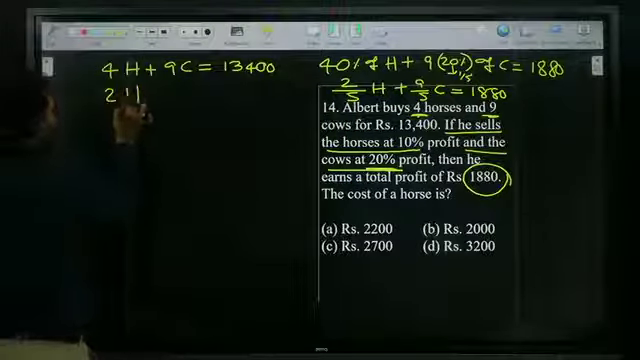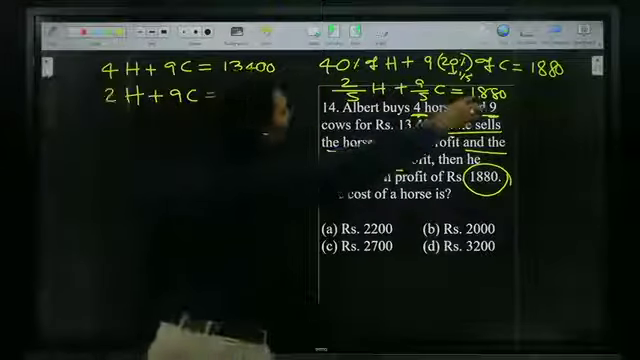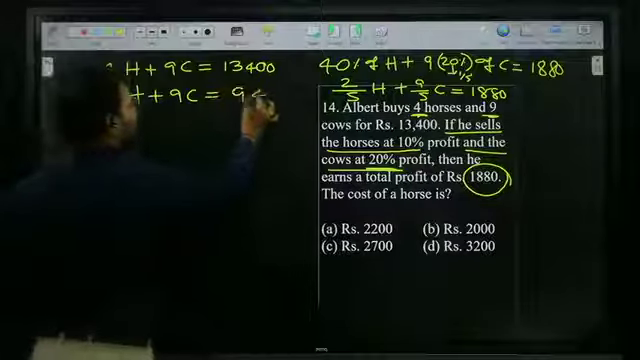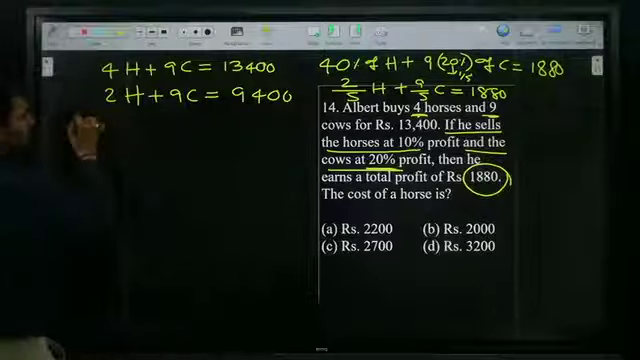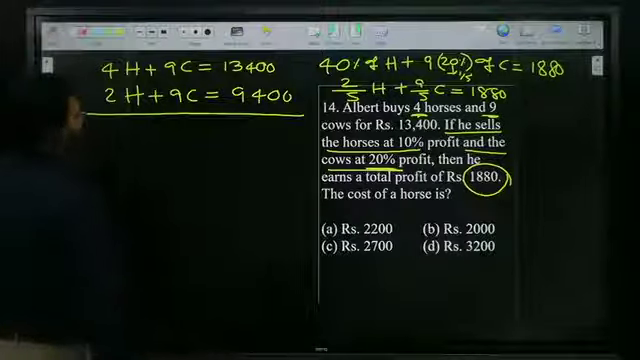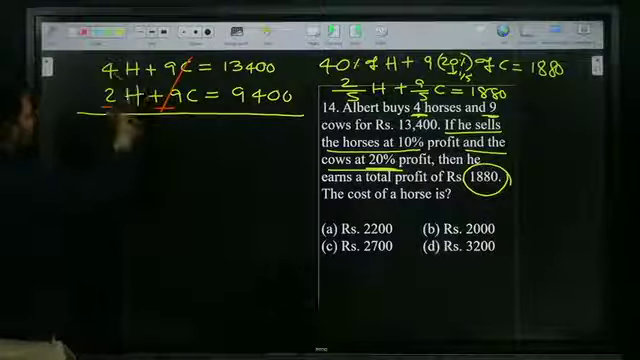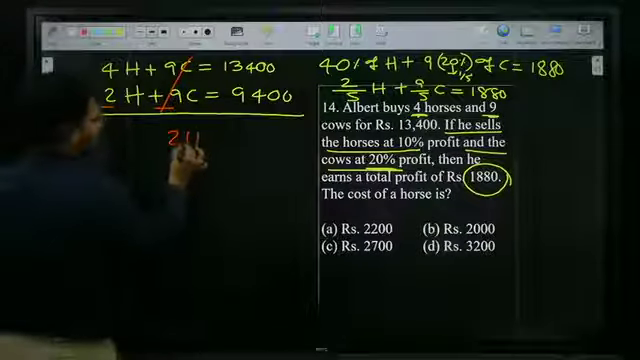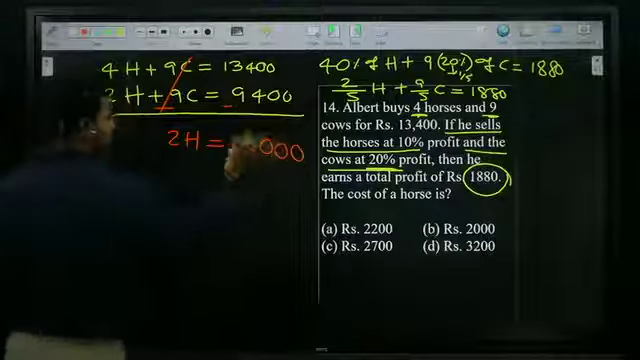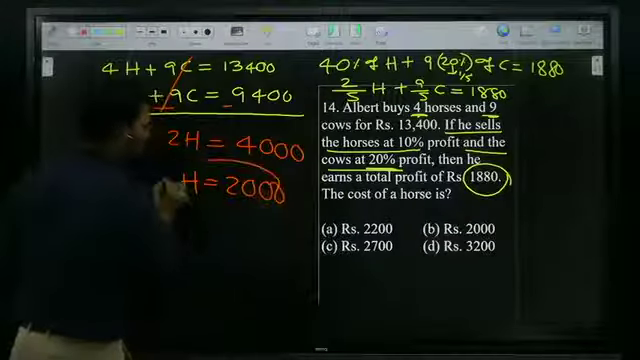2 horses plus 9 cows is equal to 5 into 1880. 5 into 1880 is 9400. If you go for cancellation, minus 9 cows gets cancelled, 4 horses minus 2 horses is 2 horses. If you go for the subtraction, the difference is 4000. Therefore 2 horses is equal to 4000. Therefore 1 horse is equal to how much? 2000. Your answer is 2000.